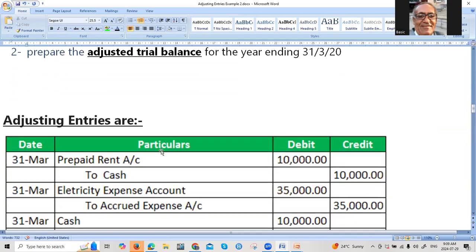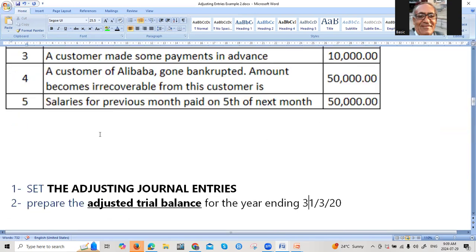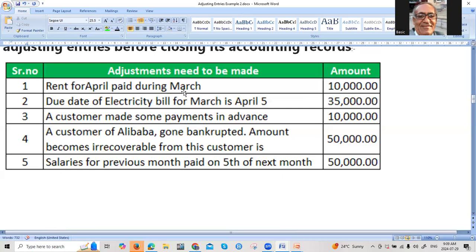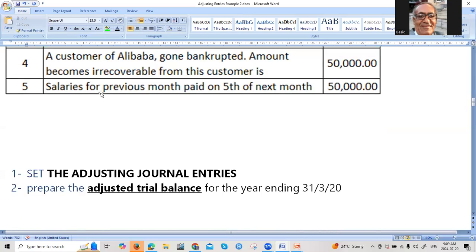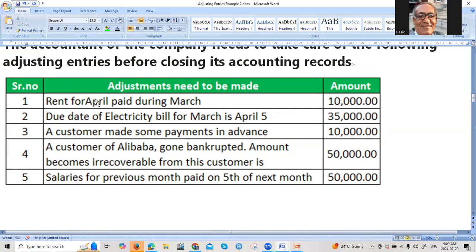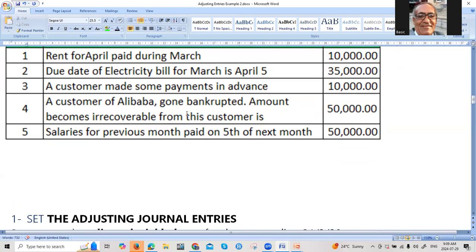So I will do the first entry here because this is prepaid. I paid in March, but it's due in April. That means that I paid in advance. I paid $10,000 in advance. Again, I paid in March, but it should be paid in April. When I tell you, you pay now, or you pay after one month, you would say, I will pay now. So you paid prepaid. Prepaid means the rent of April, you paid it in March.